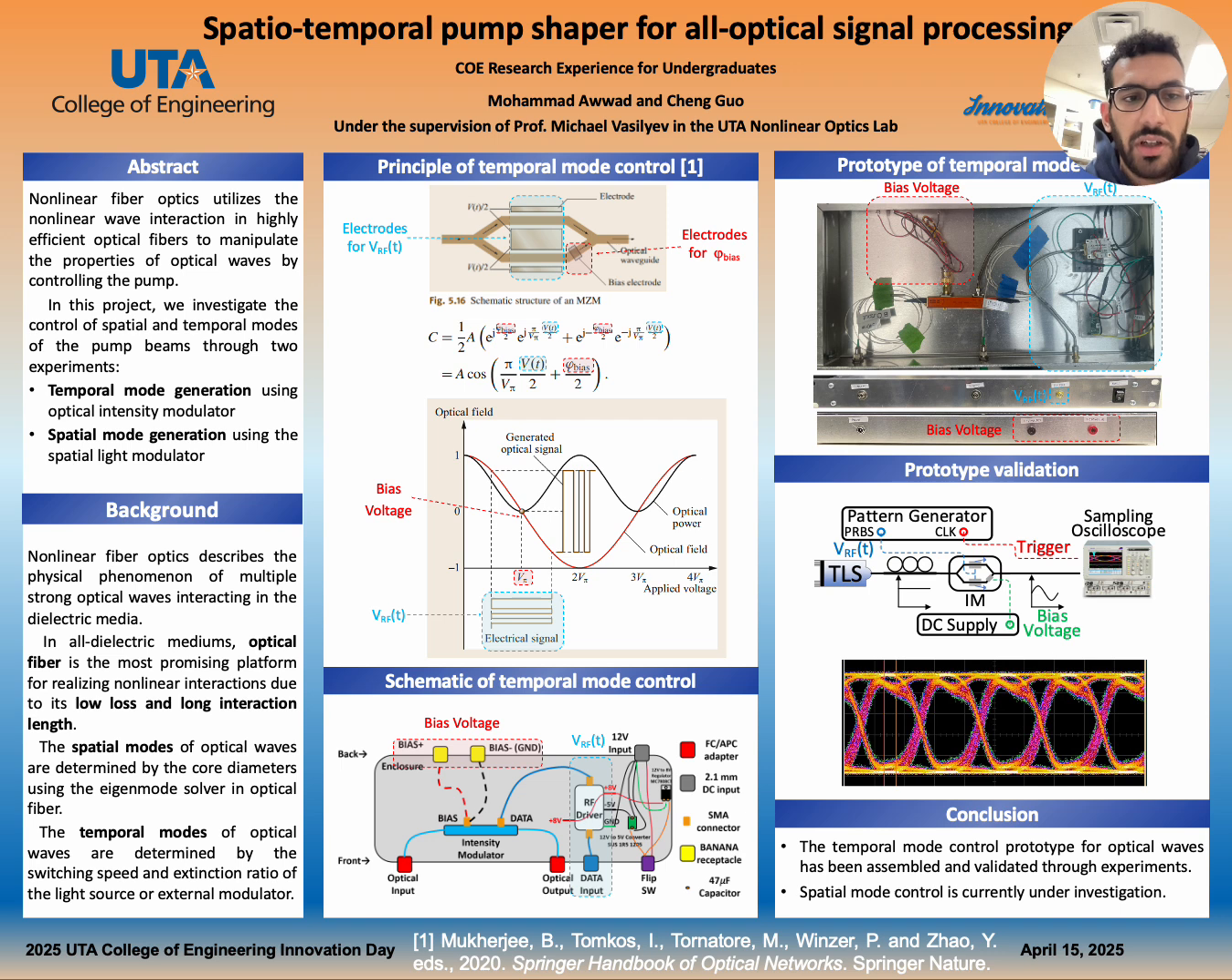The abstract of the project: in nonlinear fiber optics, we utilize nonlinear wave interactions in highly efficient optical fibers to manipulate the properties of the wave, and this is done by controlling the pump. In this project, we will investigate two properties: the spatial and the temporal characteristics of the wave. We did this using two experiments. The first one, the temporal mode generation using an optical intensity modulator, and the second one being a spatial mode generation using the spatial light modulator.